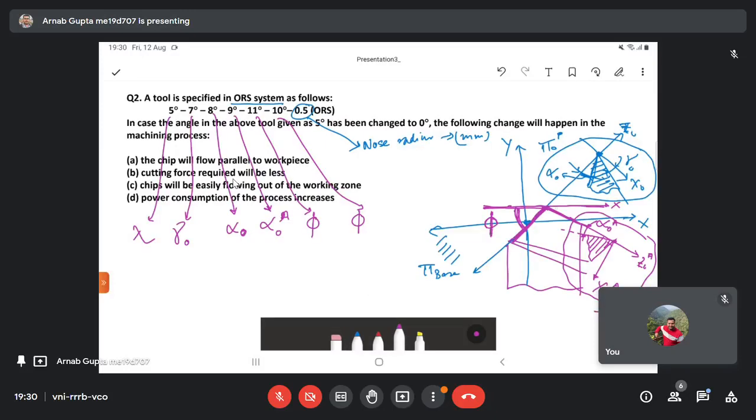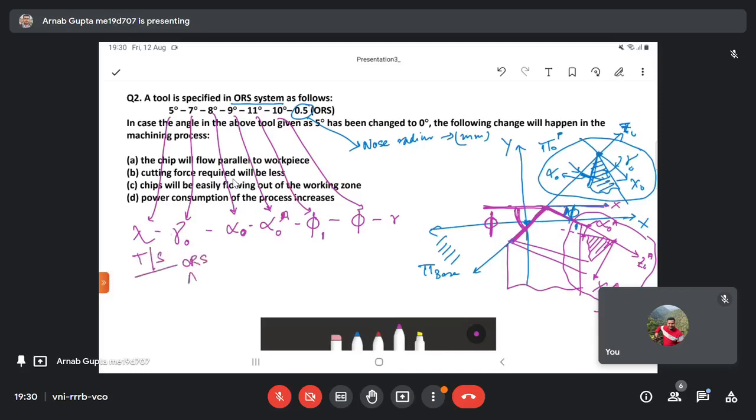is denoted by the principal cutting edge angle phi, and the projection of the auxiliary cutting edge also makes an angle with this x, that is the longitudinal direction. We are denoting it by phi 1. So that is the auxiliary cutting edge angle. The last one is r, or the nose radius in millimeter.